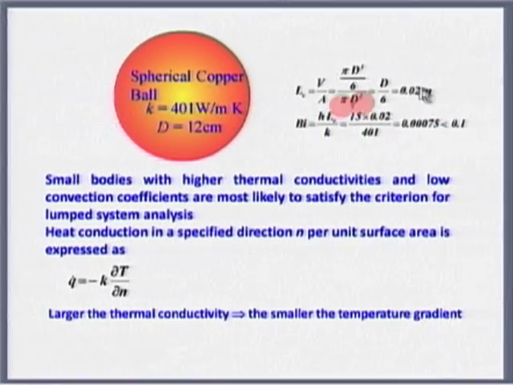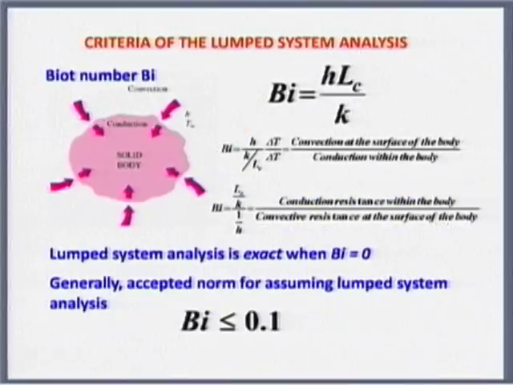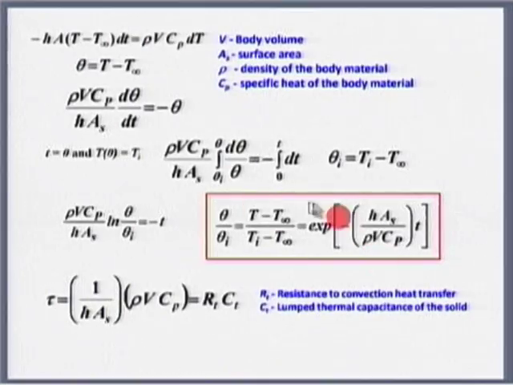So, h Lc, h is 15, Lc is 0.02 and k is 401. You see the Biot number? 0.0075. Naturally, my copper ball has to have the temperature same everywhere. So, the point is, Biot number can be used as a criterion for checking whether my body is lumped or not. If my body is lumped, I can just go ahead and use this relation to get the temperature variation of the body with time.